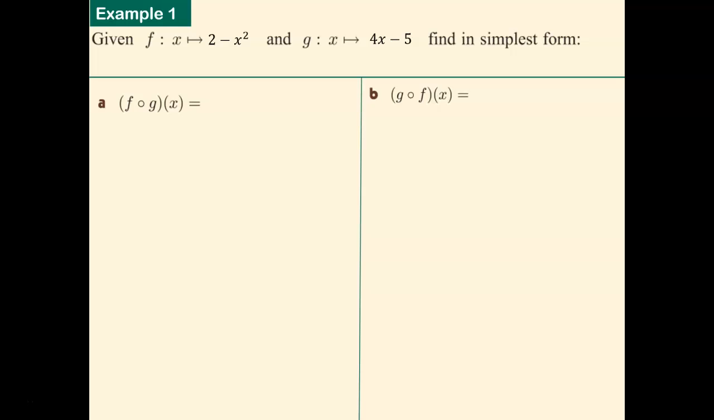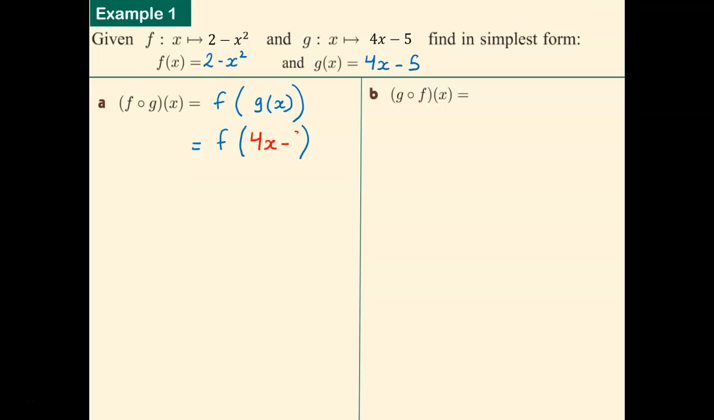In this example, we're given two functions, f and g, and we have to do certain operations. Now, the first thing that I like doing is to write f of x and g of x in that notation. And now we're able to proceed. F of g of x, I'm going to write it in that form. Now, g of x, I'll substitute it with 4x minus 5. I'll go back to my f of x. My f of x was 2 minus x squared. But now instead of x, we've got 4x minus 5. So whenever we see an x in f, we're going to put 4x minus 5 instead.